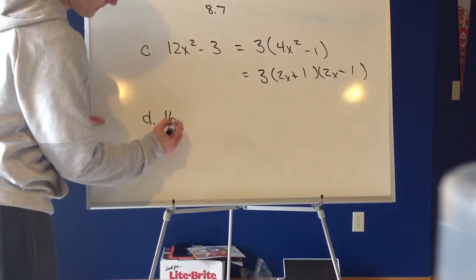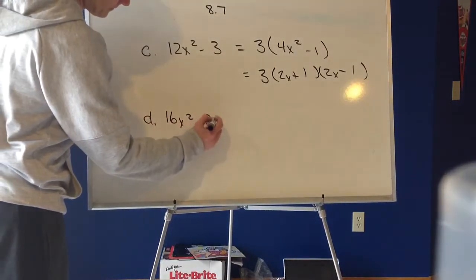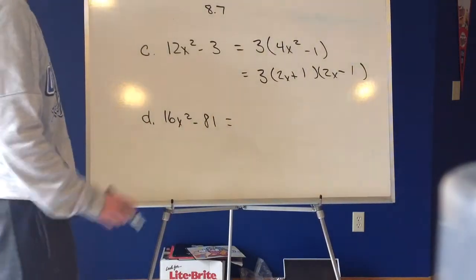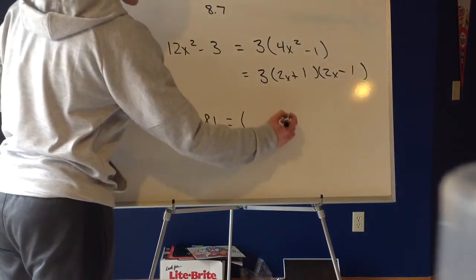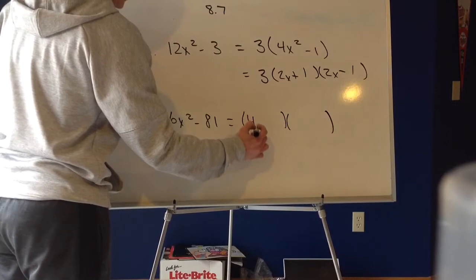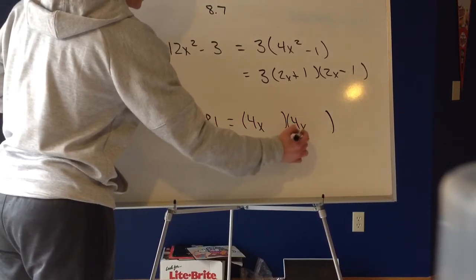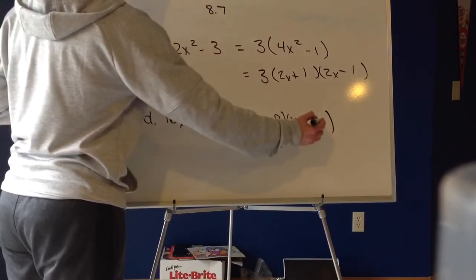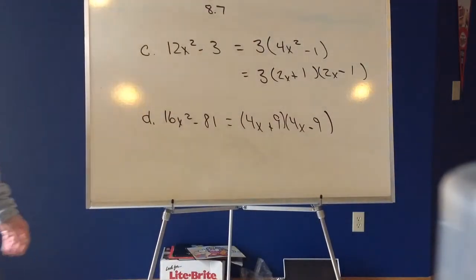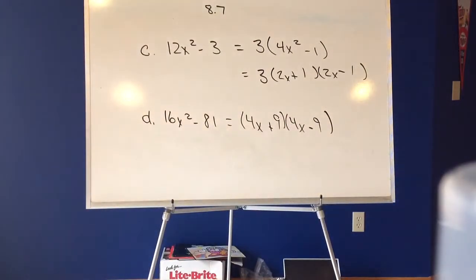Okay, two more here. So again, no GCF this time, both perfect squares. So we'll have a 4x and a 4x, plus and minus, 9 and 9. Again, middle terms will cancel out as well.